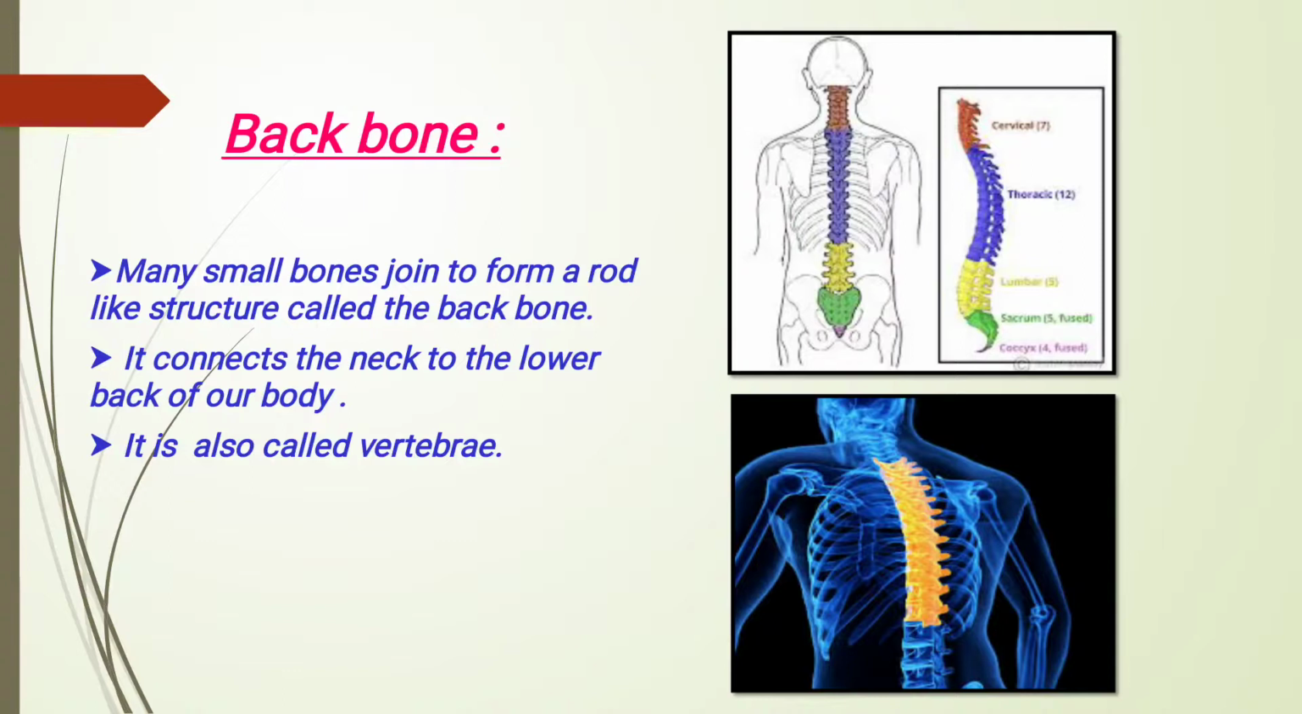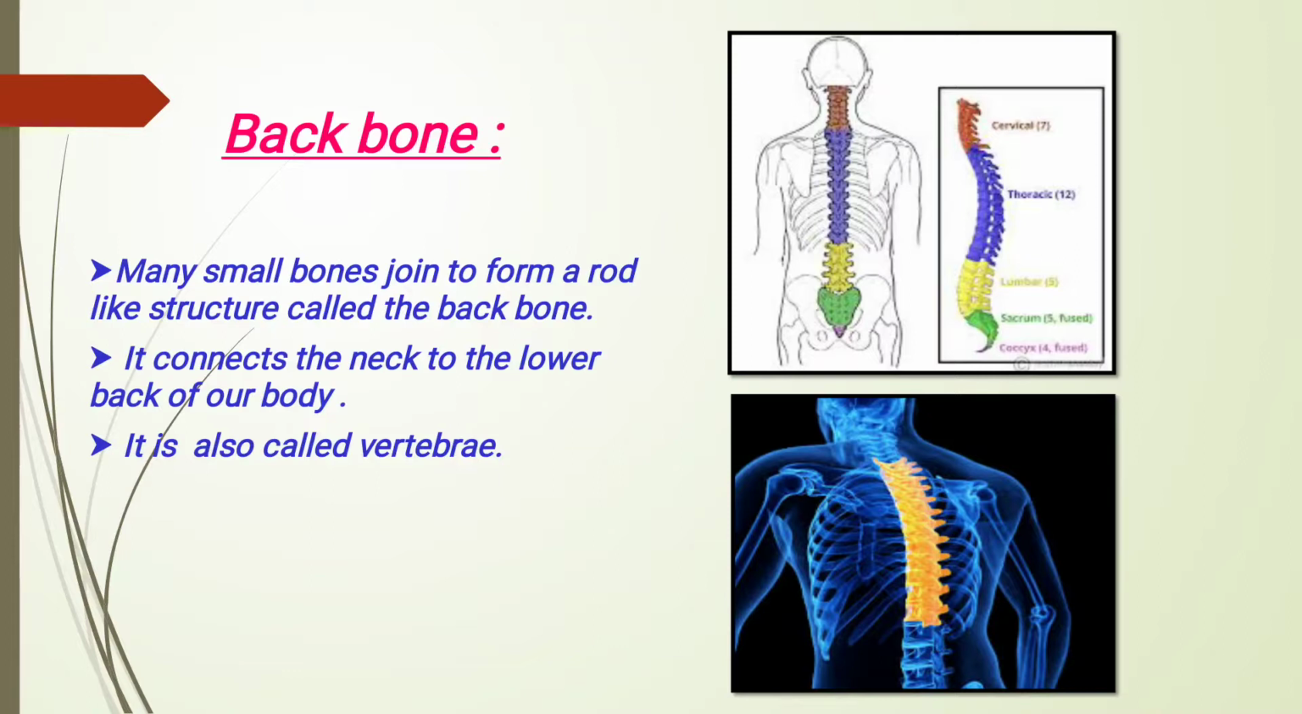through the backbone. Clear? And inside this, we learned in the previous class, remember what is there? The spinal cord. You will learn more in grade 4 or 5. Inside that is the spinal cord, which is connected to the brain, which we don't need now. All you need to understand is that these small bones join together to form a rod-like structure called the backbone, and it connects the neck to the lower back of our body. Now this backbone is also called the vertebrae.